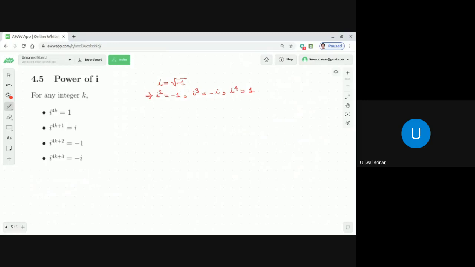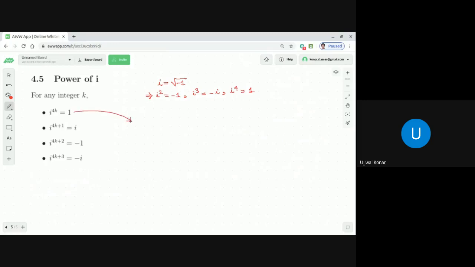Then what we are going to get here, dear students, is i power 4k. I hope all of you agree that i power 4k should be equal to 1, correct or not? And why should i power 4k be equal to 1? Let's concentrate on i power 4k.